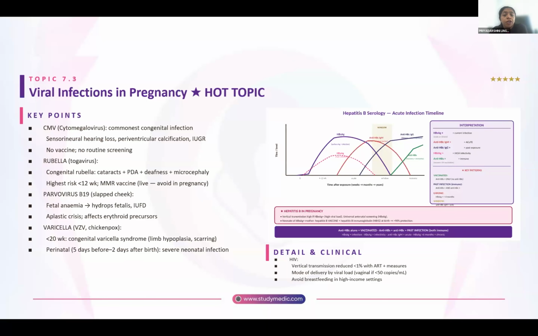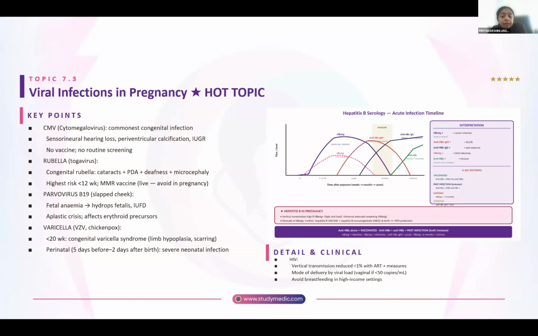Apart from this, a very, very important area, a virus that you have to know, is hepatitis B serology. Whenever a woman has got HBsAg positive, that means she is currently infected. Anti-HBc IgM means it is an acute episode. Anti-HBc IgG means it's a past exposure. Whenever a woman has got HBe antigen positive, that means she is highly, highly infected. And if the woman has anti-HBs antibody, that means she has become immune.